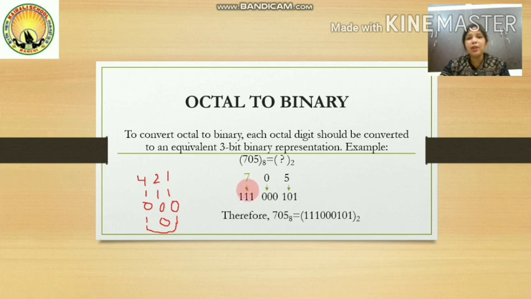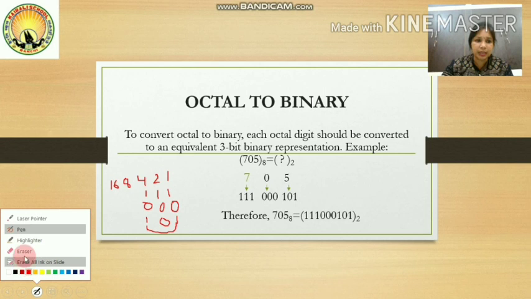This way, every digit will be converted to its equivalent 3-bit binary representation. If you need 4 bits, you increase it to 8. If you need 5 bits, you increase it to 16. This way, you can convert to the binary equivalent for any number, and it depends on how many bits you need. If 3 bits are required, 1, 2, 4. If 4 bits, 1, 2, 4, 8. If 5 bits, then 16. So you keep on increasing it.